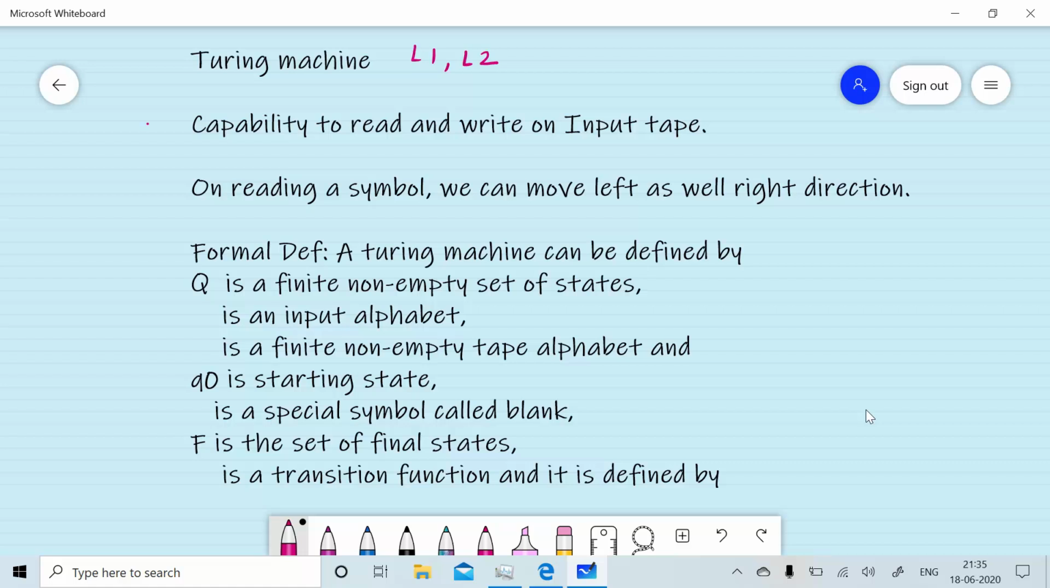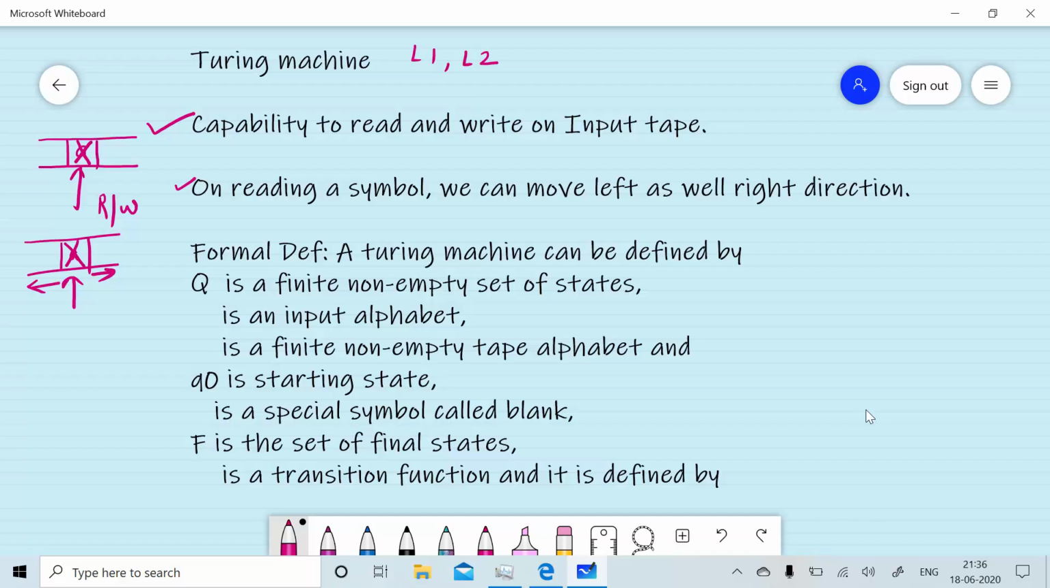In a Turing machine, we have the capability of reading as well as writing onto the input tape. So suppose this is our input tape. This is symbol A. This is our read write head. On reading a symbol, we can replace it by any other symbol also. So we can read as well as write onto the input tape. On reading a symbol, we can move left as well as right. Suppose we had read a symbol A, we can replace it by X and we can move either left or right, or we can remain stationary.